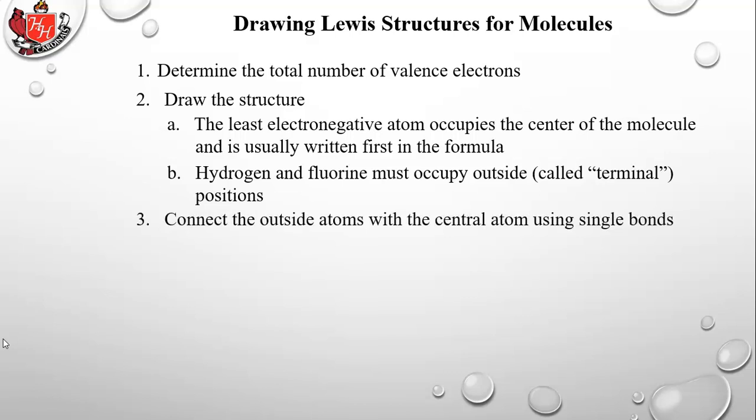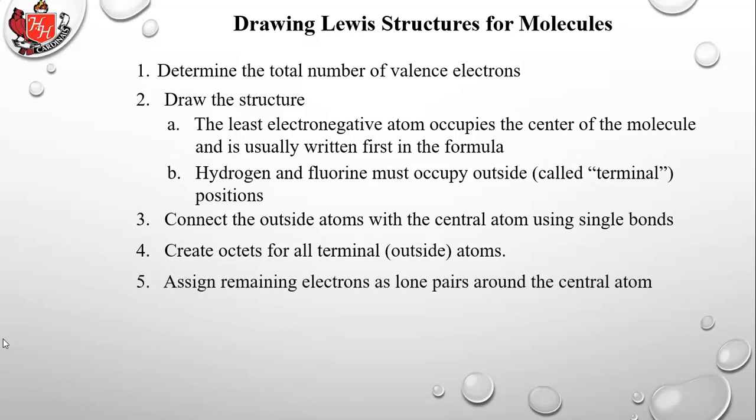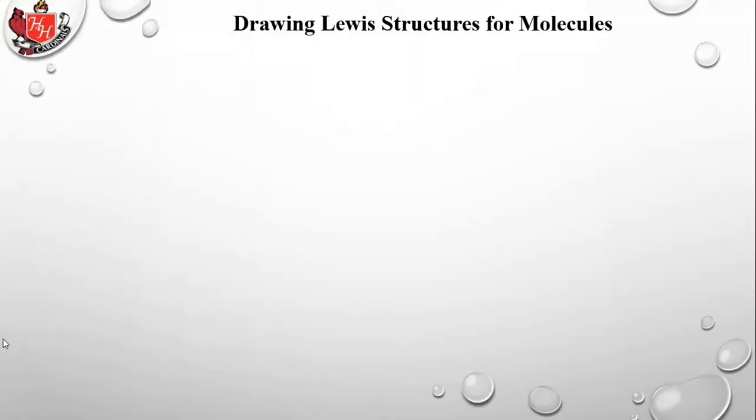Three, connect the outside atoms with the central atom using single bonds. Four, create octets around all terminal outside atoms. Five, assign remaining electrons as lone pairs around the central atom. Six, form multiple bonds, in other words, double or triple bonds, with the central atom if necessary. And those are the rules. Okay, so let's just get to it with some examples.